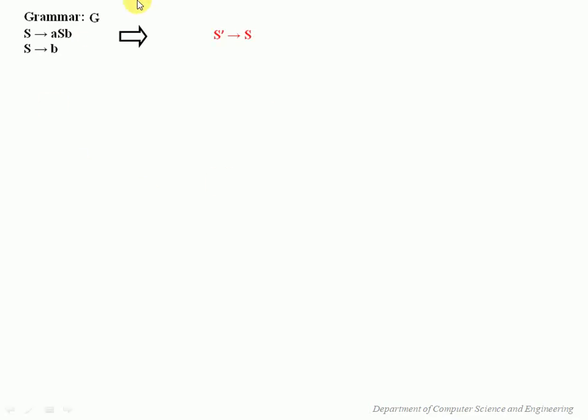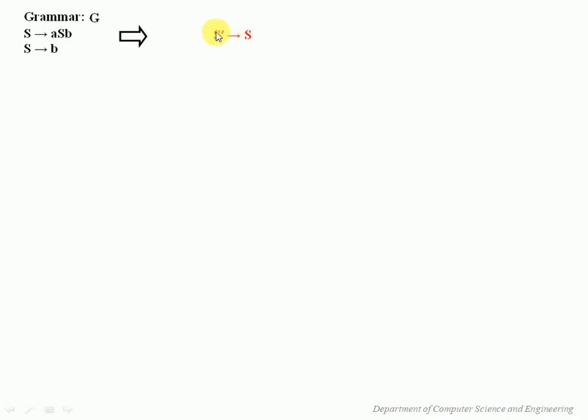It is the new production S dash gives S, and the purpose of adding this production is this: for a particular bottom-up parsing method, basically what we do is you will have an input string and you will be reducing it to the start symbol of the grammar. So when you have a string, it will finally get reduced to the start symbol.